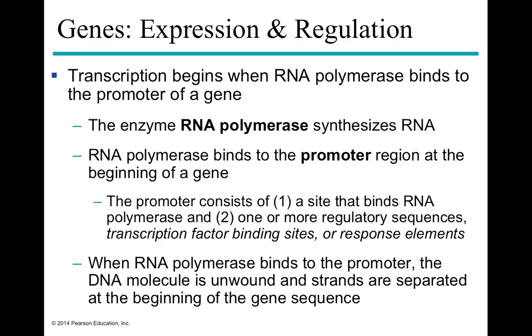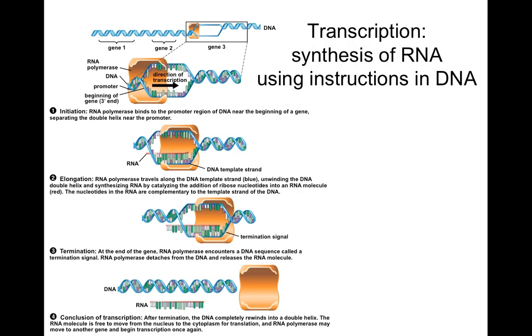So once RNA polymerase is bound to the promoter and the DNA molecule is unwound, the DNA is opened so the RNA pol can go ahead and create that RNA molecule, then the strands are separated out at the beginning of the gene sequence. So this is an overview of the synthesis of RNA from DNA, which is known as transcription. So first we have initiation. The initiation occurs right here at the beginning. So there's going to be a little region upstream where the RNA polymerase is going to bind to the promoter region, and that's going to separate out the double helix right near that promoter region.